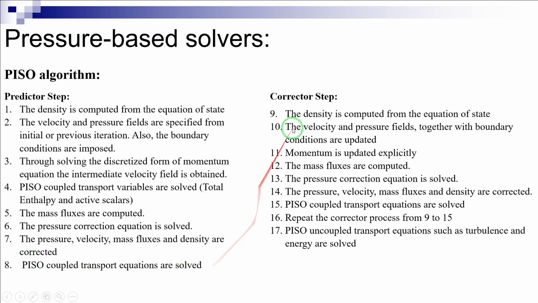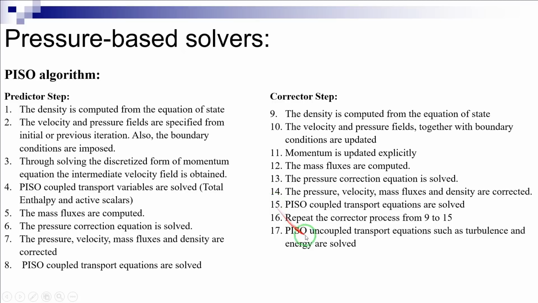Now the corrector step: the density is computed from the equation of state. The velocity and pressure fields together with boundary conditions are updated. Momentum is updated explicitly. The mass fluxes are computed. The pressure correction equation is solved. The pressure, velocity, mass fluxes, and density are corrected. PISO coupled transport equations are solved. And repeat the corrector process from 9 to 15.